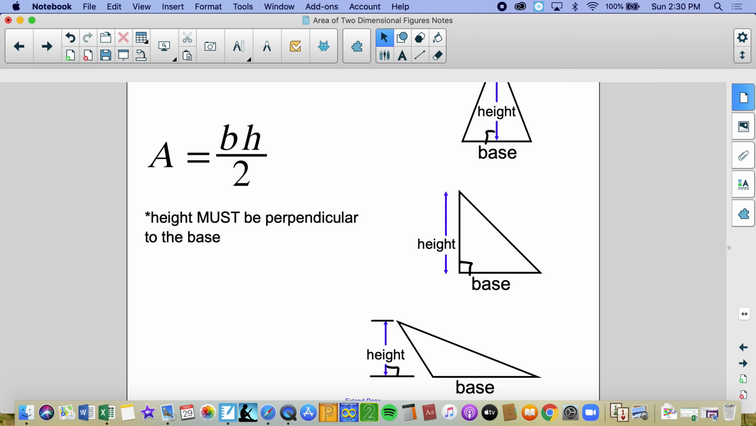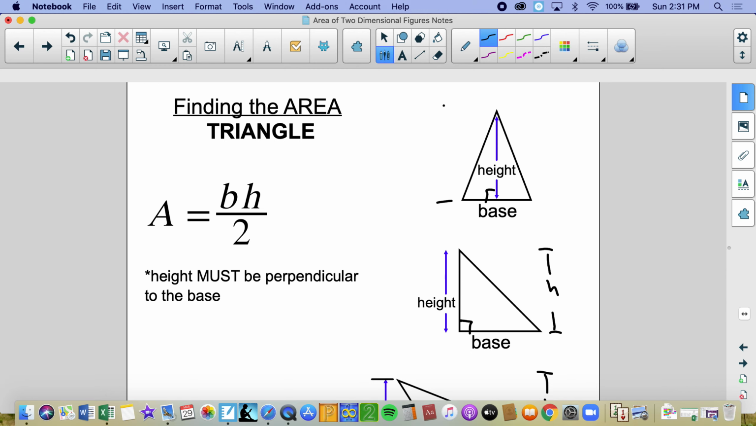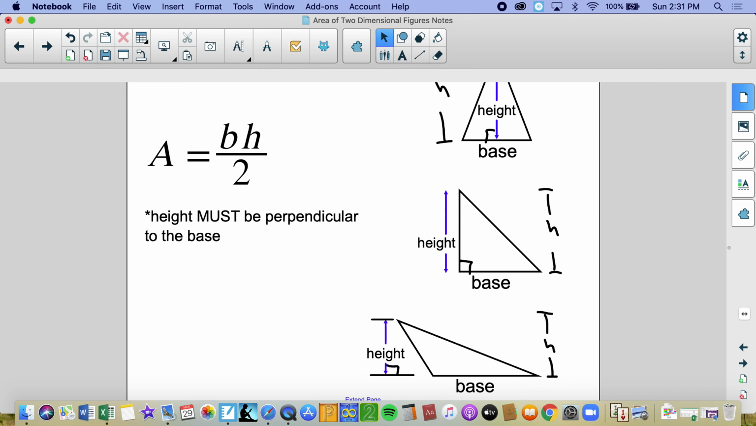That's the base. From the base to the top of the figure is always going to be the height. So we have that. They always need to be perpendicular.